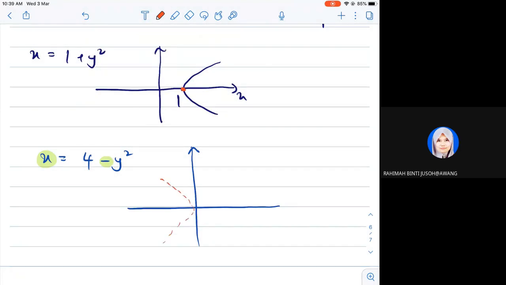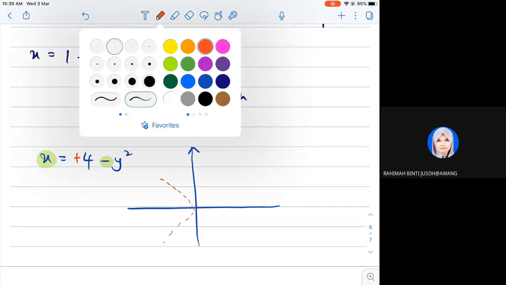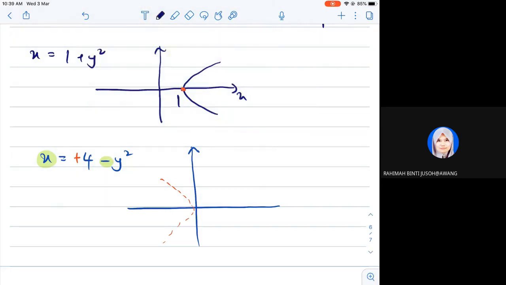Okay, however, right now we have plus 4, isn't it? 4 to positive. So, bila 4 to positive, bermaksud dia akan gerak ke kanan. Yes, like this. 4. So, this is the graph.